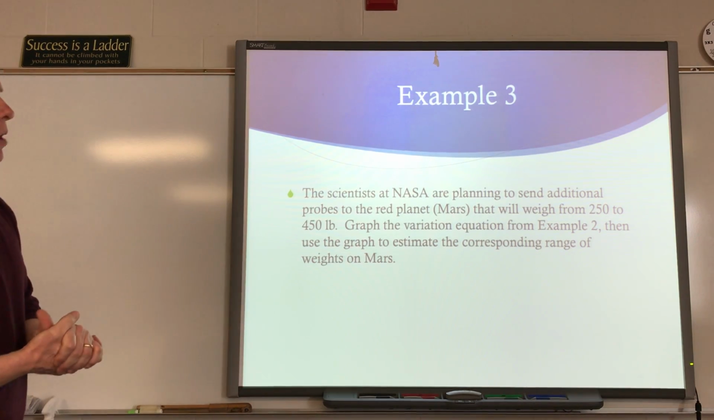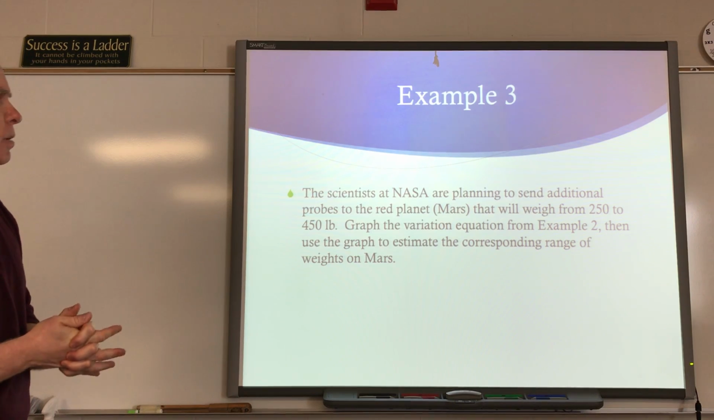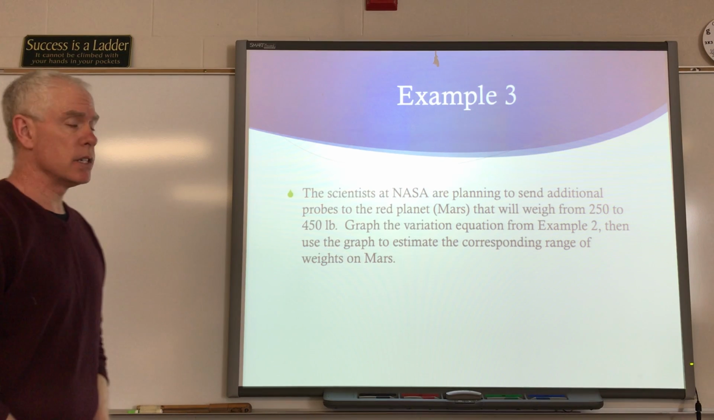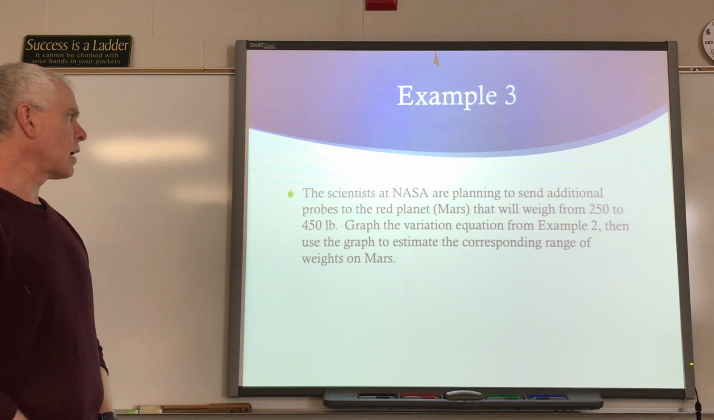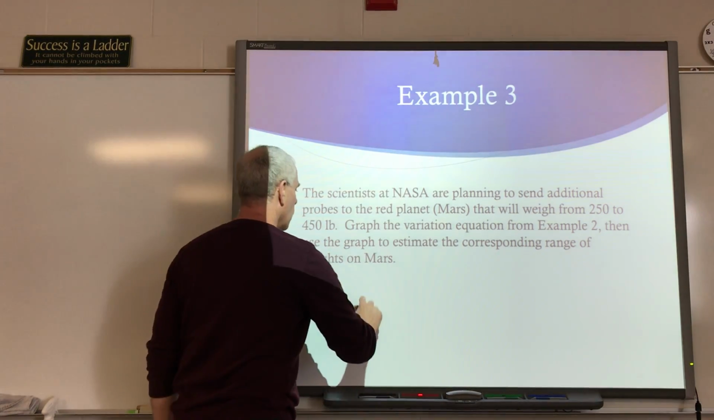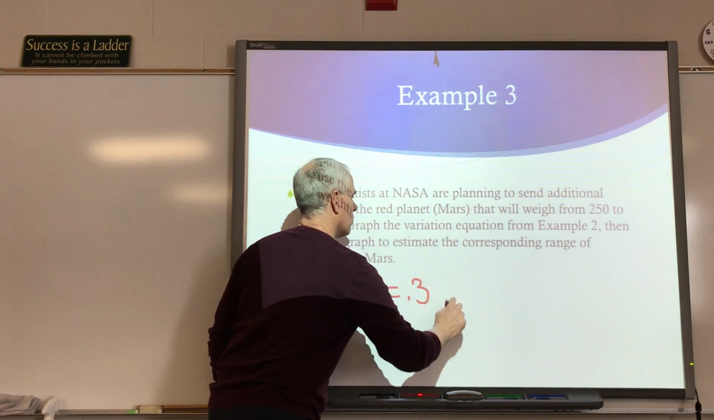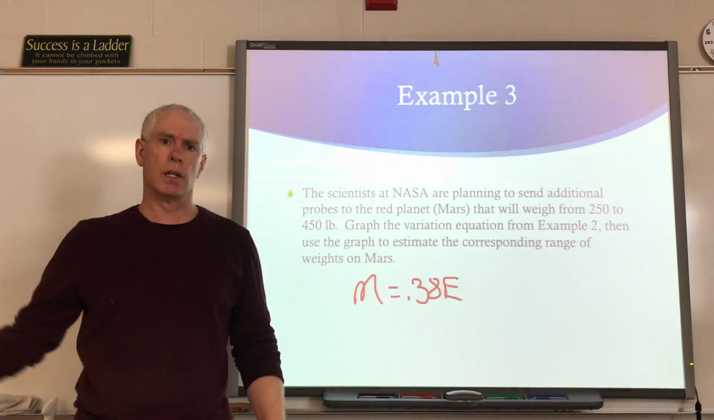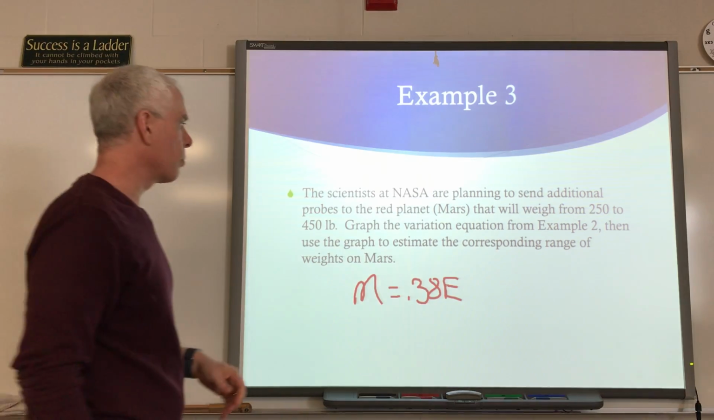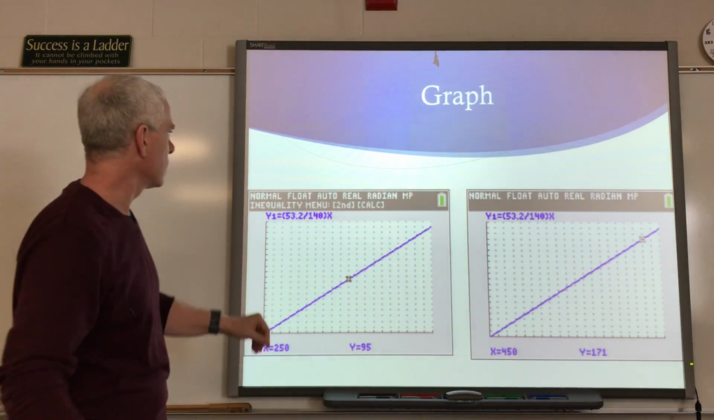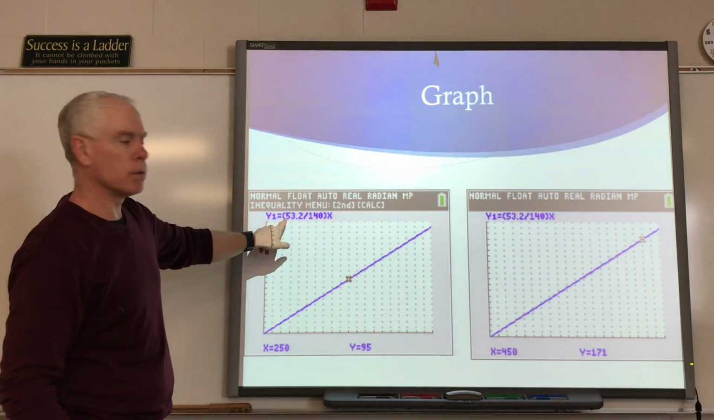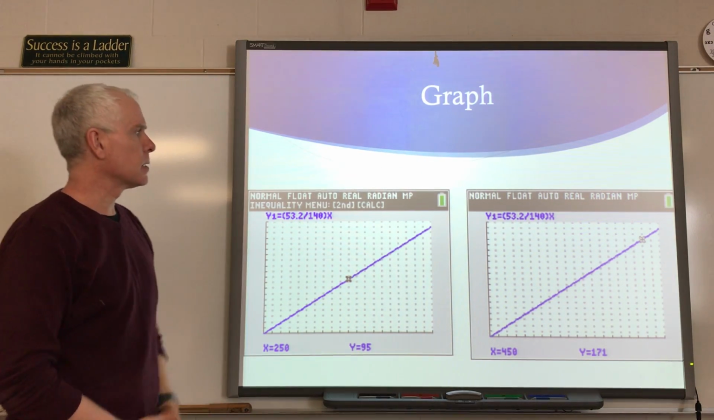The scientists at NASA are planning to send additional probes to the red planet Mars that will weigh 250 to 450 pounds. Graph the variation equation from example 2, then use the graph to estimate the corresponding range of weights on Mars. So again, from example 2, if you recall, that was our equation. Well, grab your calculator, go into your y equals, and put 0.38x. I have 53.2 divided by 140, the same thing. So this is what I put in my y equals, you guys, that 0.38 times x.